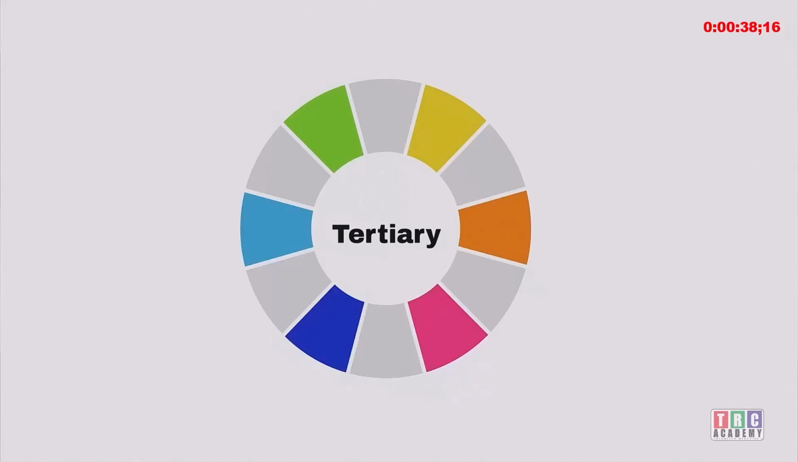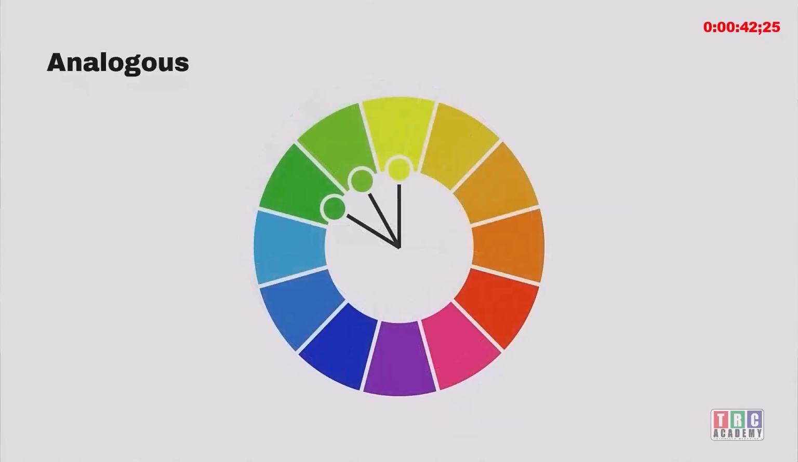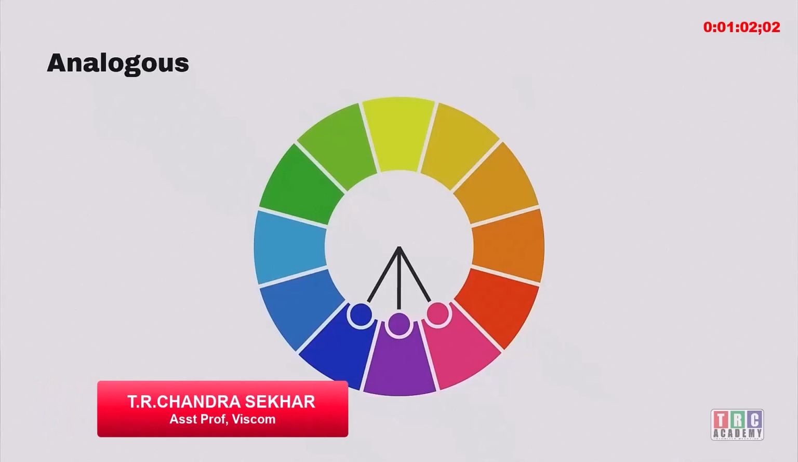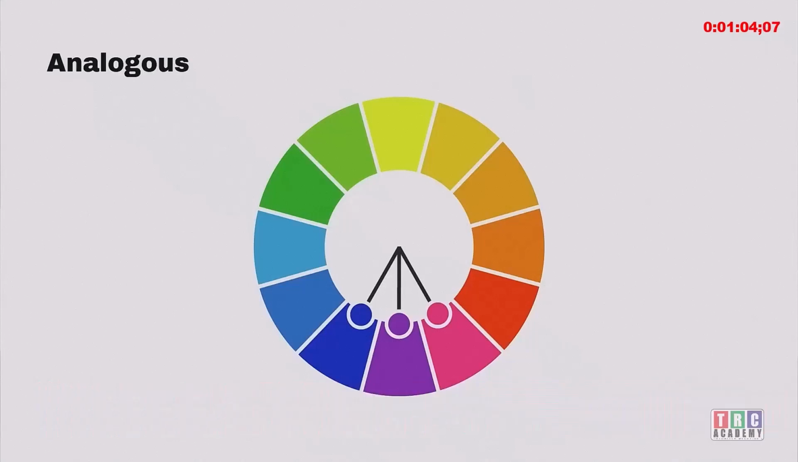Tertiary color, the primary, secondary and tertiary color, and this one is another one called analogous color, which is a color that is nearby, like green, light green and yellow combination, and just opposite to it you can see the blue color, magenta and violet. These are called analogous colors.